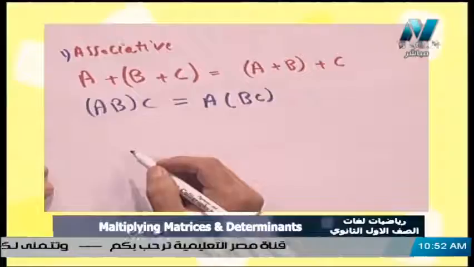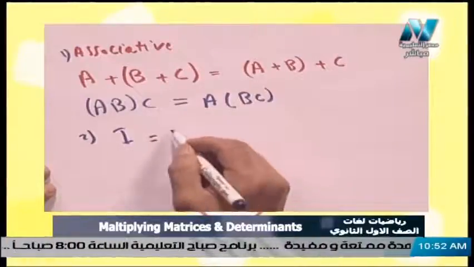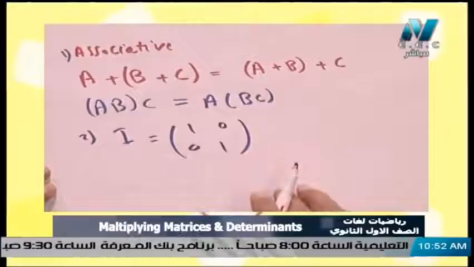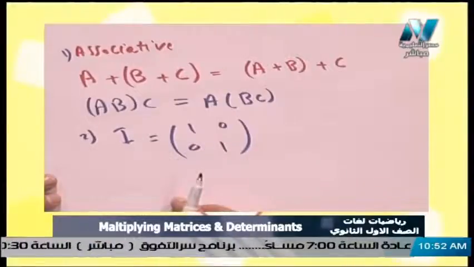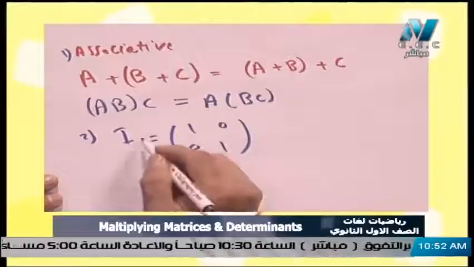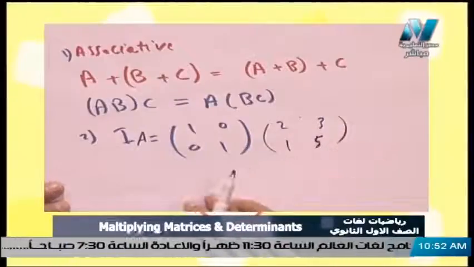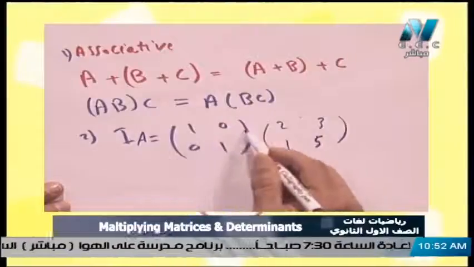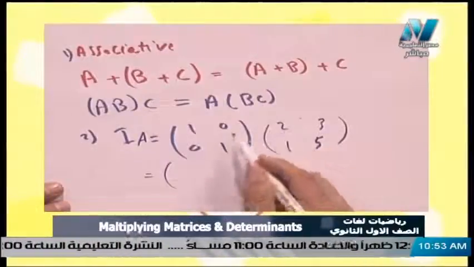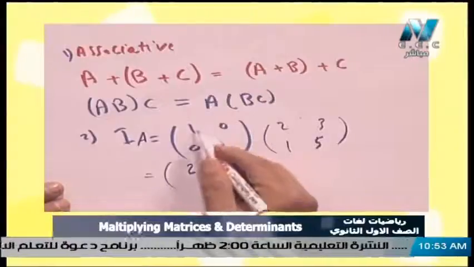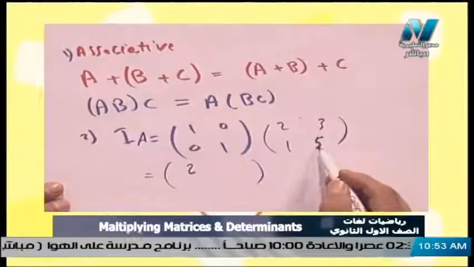Okay. This is associative. What about the multiplicative identity? We have I, which is like this: 1, 0, 0, and 1. It's a unit in matrices. And if I multiply by A, 2, 3, 1, 5 as an example, what happens? Multiply 1, 0 by 2 and 1, the answer will be 1 times 2 equals 2 and 0 times 1 equals 0, so it's 2. This row also multiplies this column, so 1 times 3 equals 3 and 0 times 5 equals 0, so the sum equals 3.